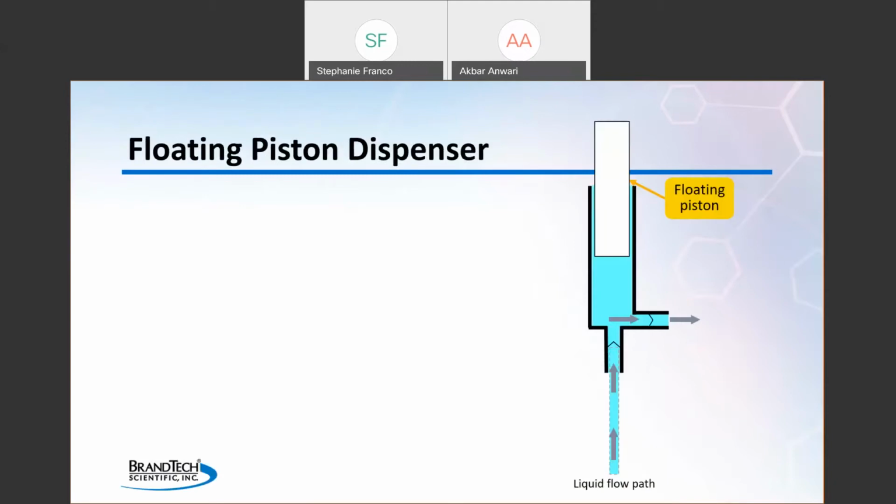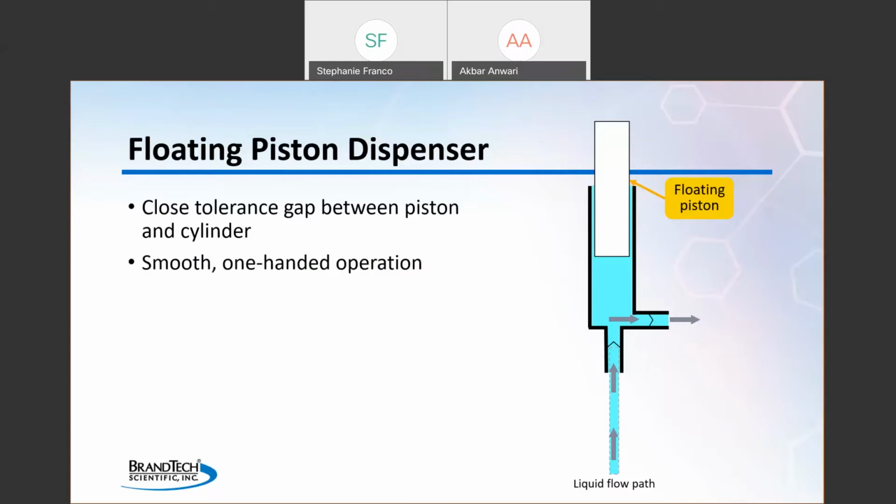The second design, the floating piston design, sometimes also referred to as a swimming piston dispenser, has no seal on the piston. Rather, a close tolerance gap of a few microns is between the piston and cylinder. This gap gets filled by the dispensed liquid, which acts as a seal. It also acts as a lubricant, allowing smooth one-handed operation.